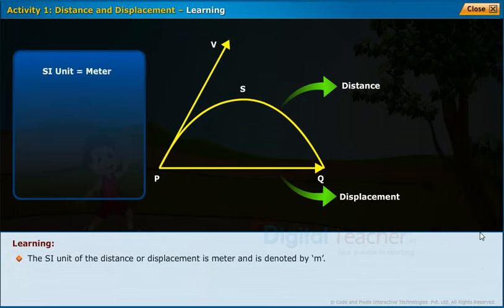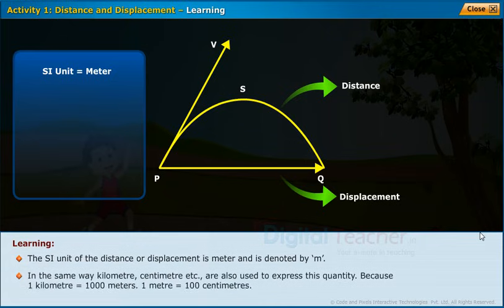The SI unit of the distance or displacement is meter and is denoted by m. In the same way, kilometer, centimeter, etc. are also used to express this quantity. Because 1 kilometer is equal to 1000 meters, 1 meter is equal to 100 centimeters.